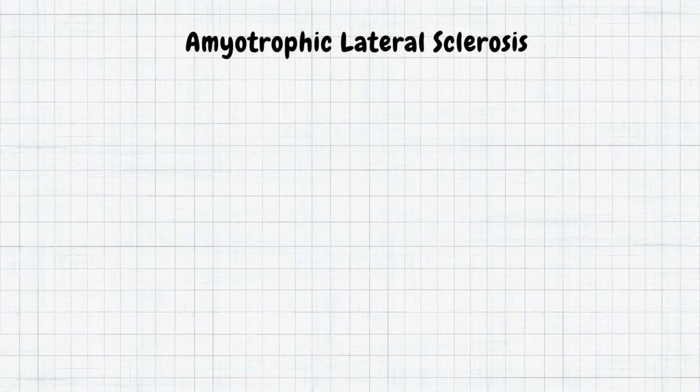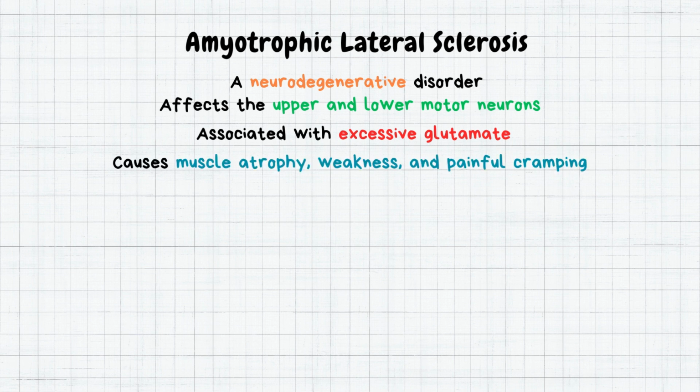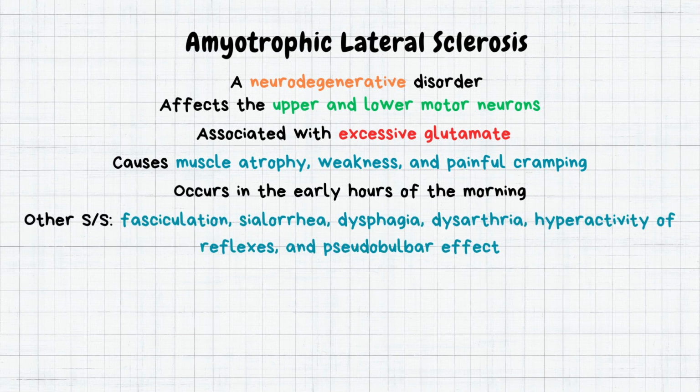Here is a summary of ALS for any of your nursing exams. ALS is a common neurodegenerative disorder that affects the upper and lower motor neurons in the brain and spinal cord and is thought to be associated with excessive glutamate. ALS causes muscle atrophy, weakness, and painful cramping that typically occurs in the early hours of the morning. Other common symptoms include fasciculation, sialorrhea, dysphagia, dysarthria, hyperactivity of reflexes, and the pseudobulbar effect. It will eventually lead to respiratory failure.